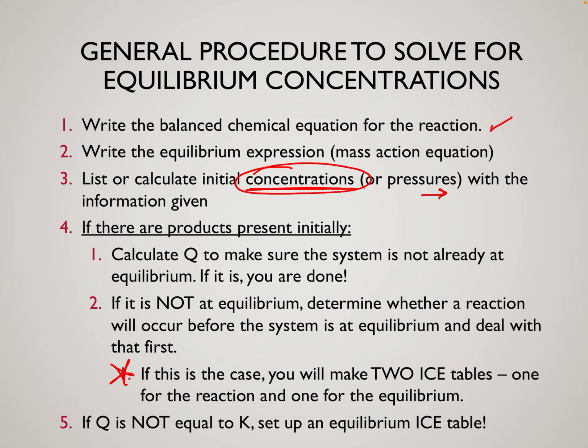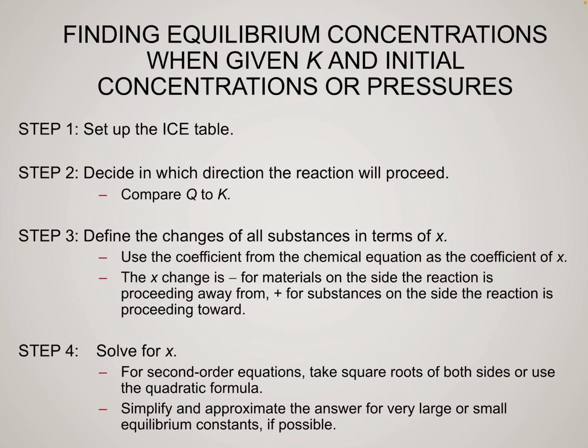Okay? So we're going to see a bunch of different examples just to see the different ways that this shows up. Regardless, though, if Q is not equal to K, you're going to have to set up an equilibrium ice table to figure out those equilibrium concentrations. Again, I think this is going to make a lot more sense with some examples, so let's go ahead and go through this.